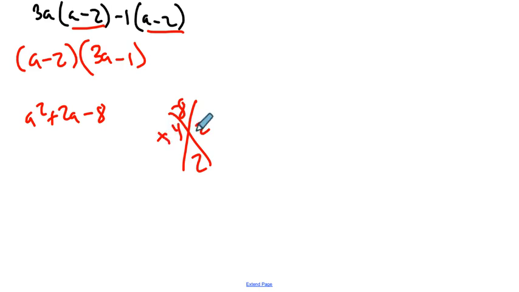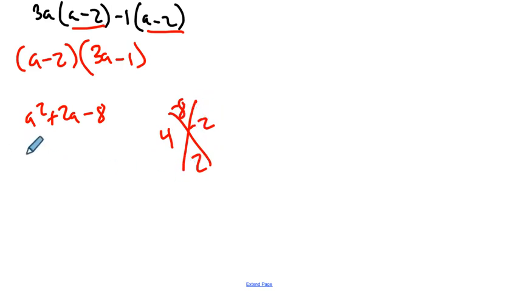Actually, that's a positive 4 and a negative 2. No, that would be the other way around. Negative 4. Nope, I had it right. This will be a positive 4 and a negative 2. 4 times negative 2 is negative 8. 4 plus negative 2 is a positive 2.